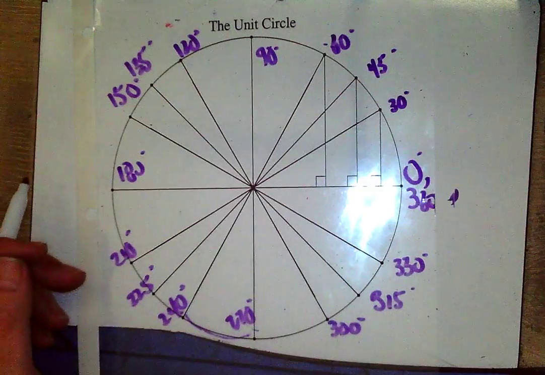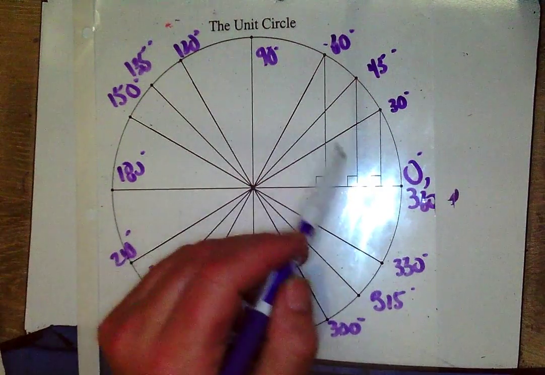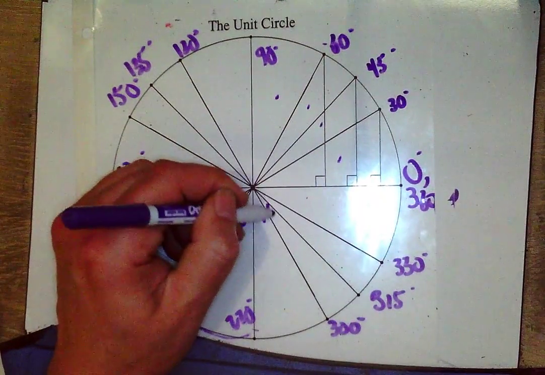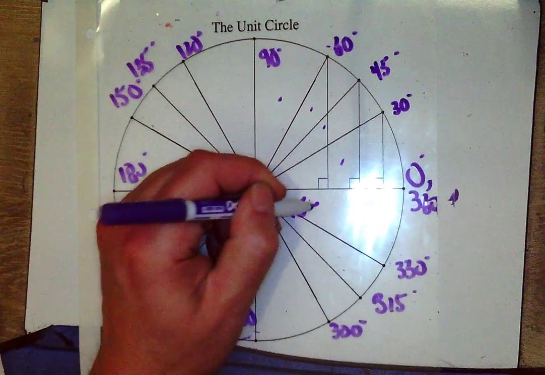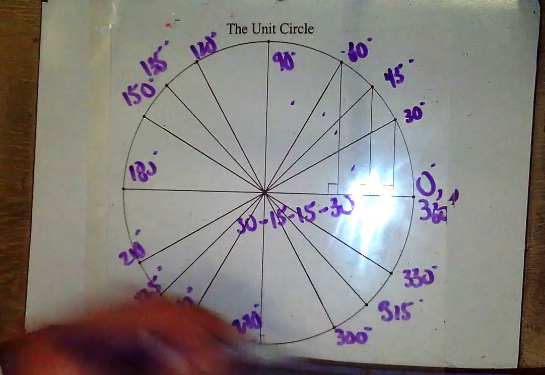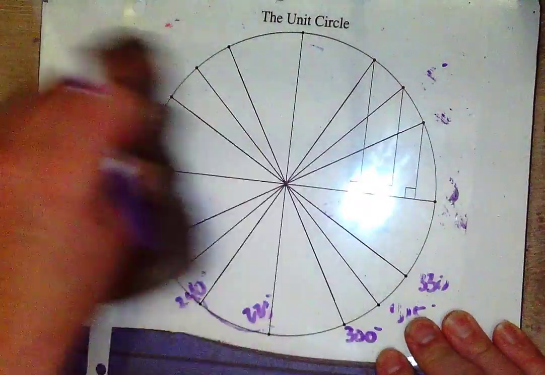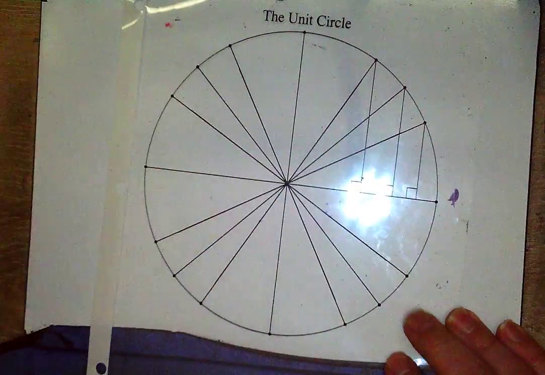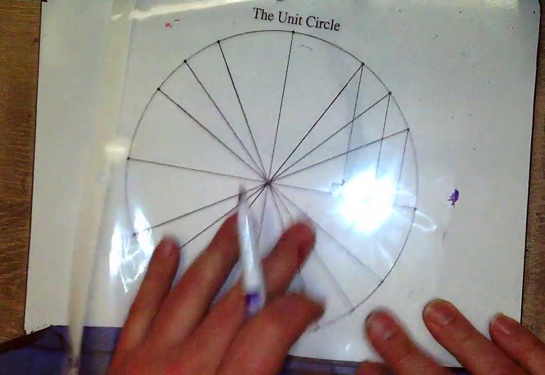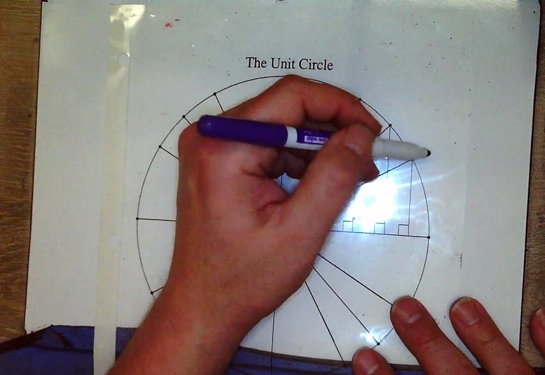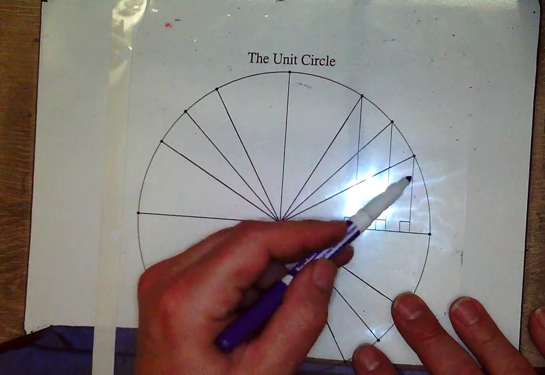And that's how I'm going to figure out my degrees. 30, 15, 15, 30. That helps me find all of these. Yeah? So let's take a look now at radians. We looked at those in our first video of the unit. And what I want to do is something similar to that.